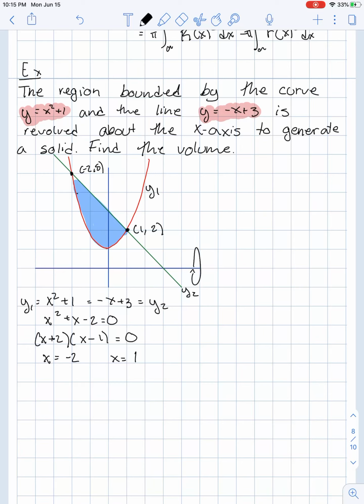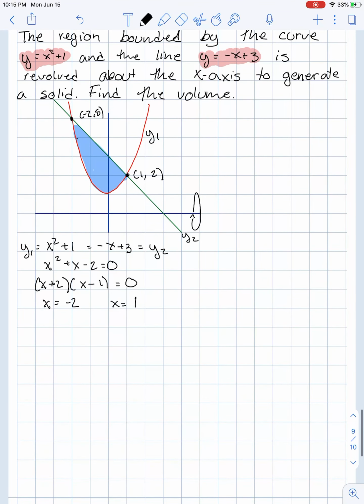All right, so we're still revolving around the x-axis, so I don't need to do anything like minus the curve, minus the line I'm rotating about. I'm just staying with the volume, staying with the x-axis. So that's good. So now I need to find who is big R and who's little r.